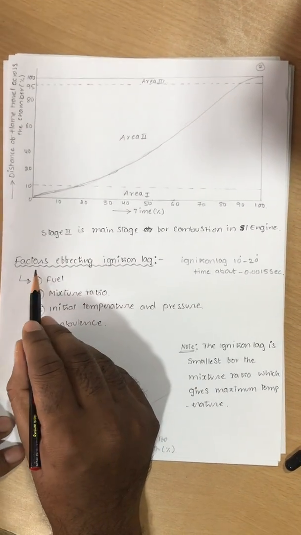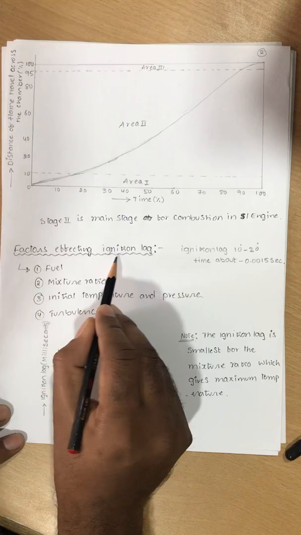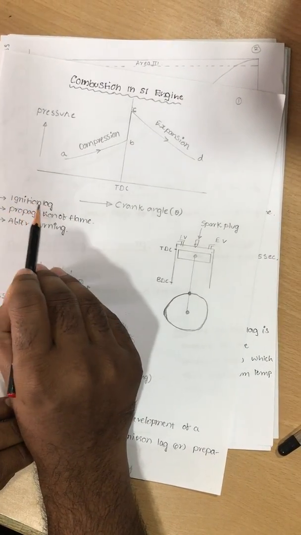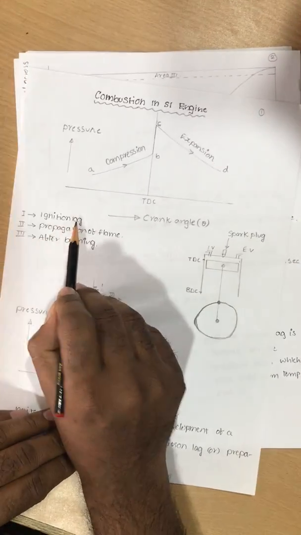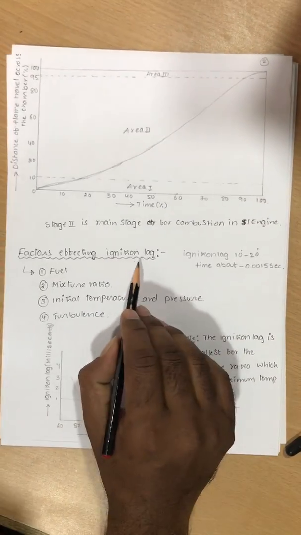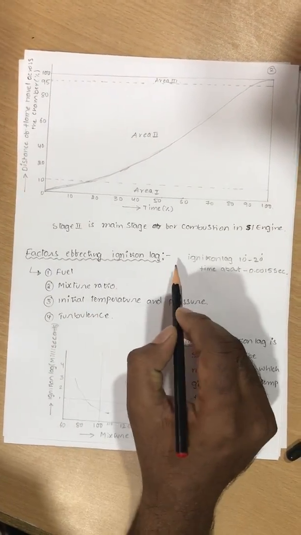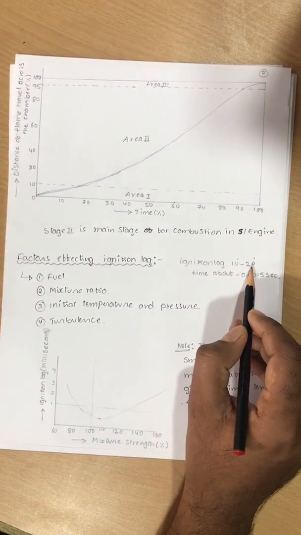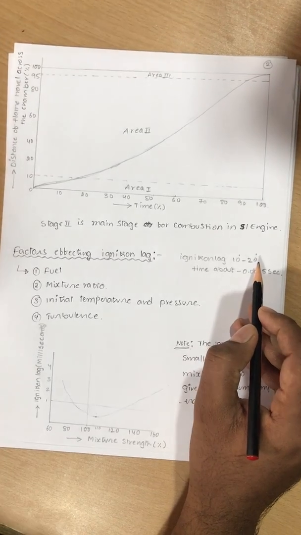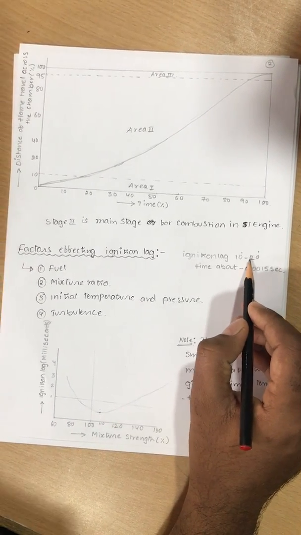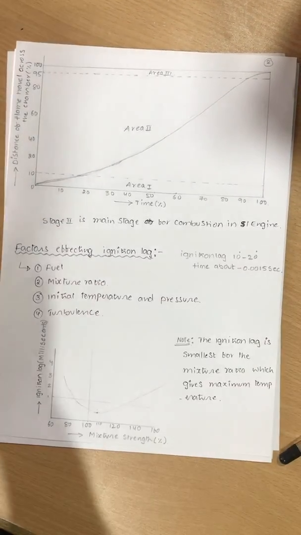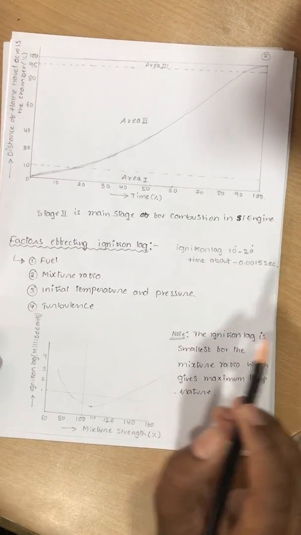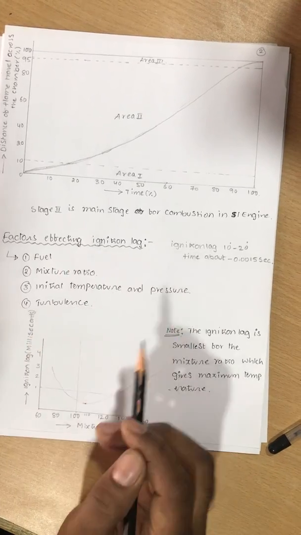Now we will see in detail the factors affecting the ignition lag. So these are the three phases. First we will study the factors affecting ignition lag. Ignition lag is generally 10 to 20 degrees of crank angle, and if we measure in terms of time, it is 0.0015 seconds. So, the factors affecting ignition lag.